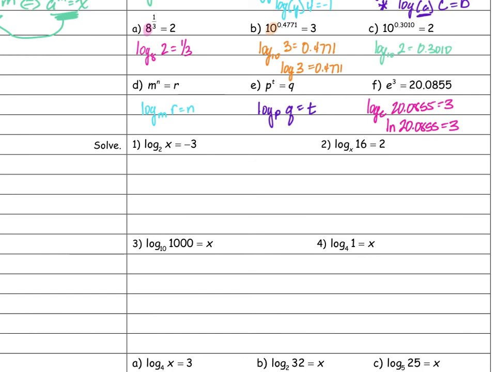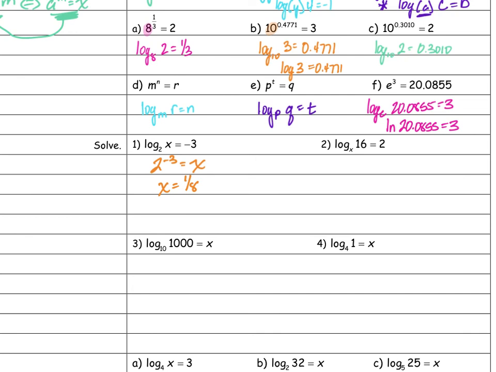So if I write this one as an exponent, I get 2 to the negative 3 equals x. So x is going to equal 1/8. I think that's correct. Yeah, 2 to the negative 3 is 1/8. Okay, so see how switching it to an exponent made the answer just become a little more apparent.